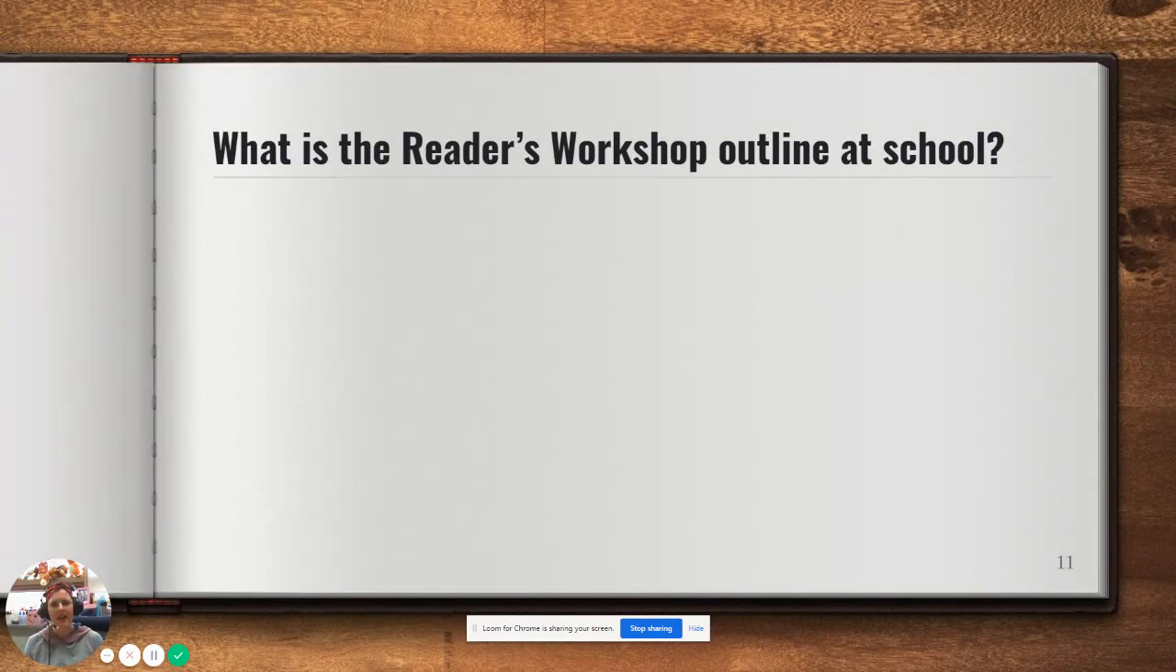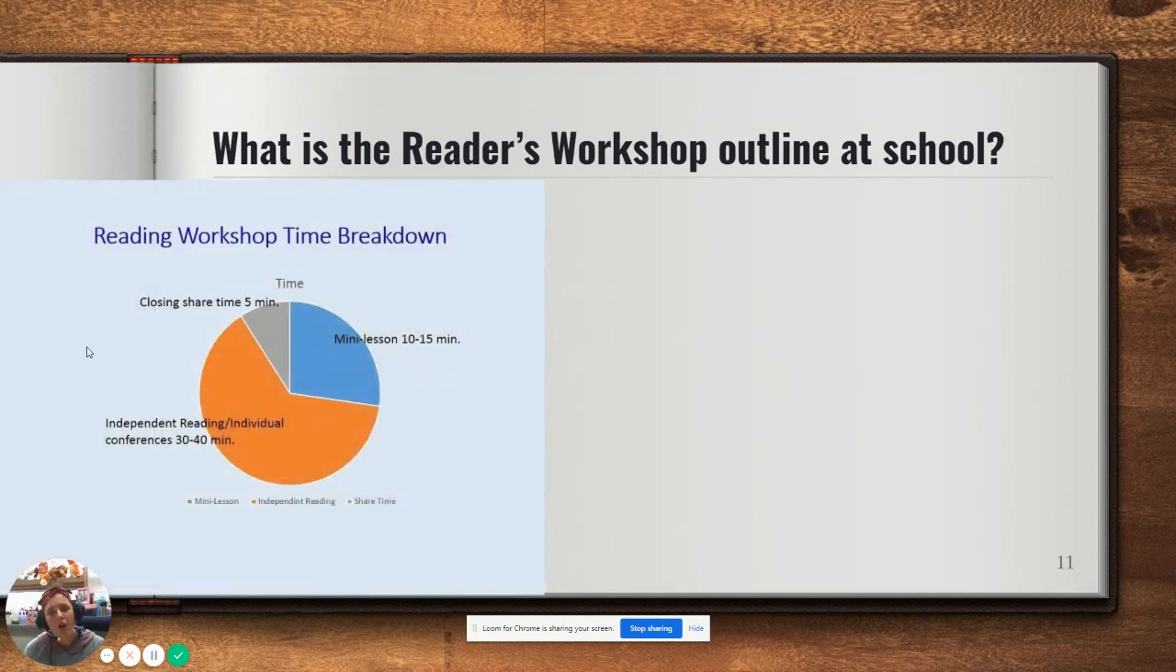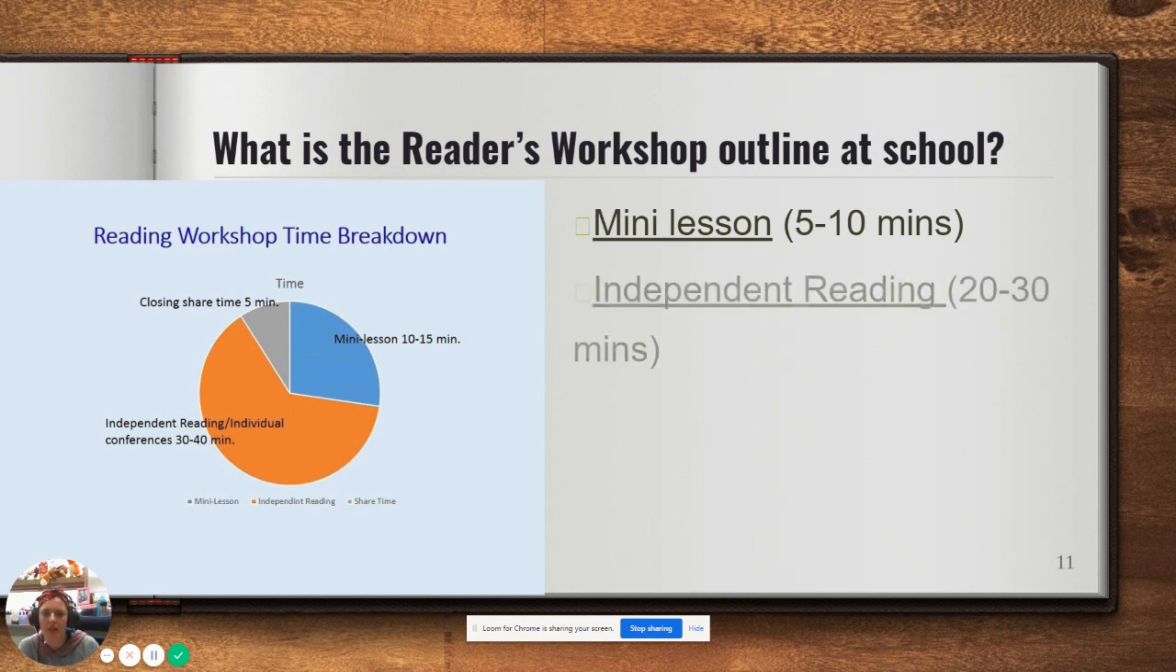All right. Now, what is the readers workshop outline at school? It looks something like this. For the first 5 to 10 minutes, you have a mini lesson with your teacher. Your teacher will sit and teach you a teaching point about what you will be learning for that day. Then you have independent reading. Independent means reading by yourself. And while you are at your desk reading, the teacher is walking around and helping different students.